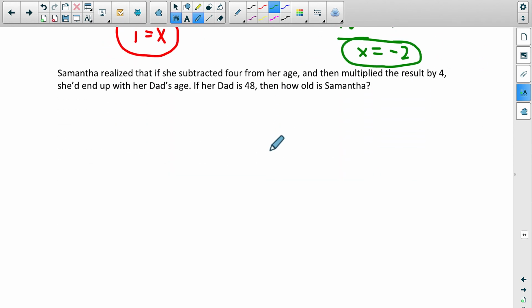Alright, one word problem. Samantha realized that if she subtracted 4 from her age and then multiplied the result by 4, she'd end up with her dad's age. If her dad is 48, hey, that's me. I'm 48. Is Samantha my child? No. Then how old is Samantha?